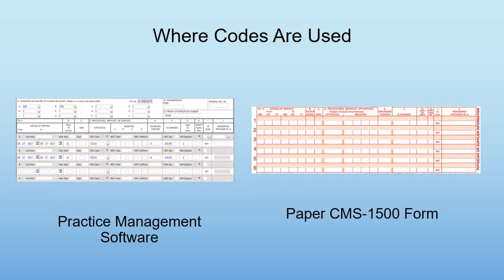Where these codes are used, these are some examples electronically and on the paper form where these treatment and diagnosis codes would be used. The blocks in the electronic practice management form correspond to the blocks on the paper form, but I don't know how well you can see this, but there are locations for the diagnosis to be entered, and the corresponding treatment codes and dates of service would be entered lower in what they commonly refer to as block 24.